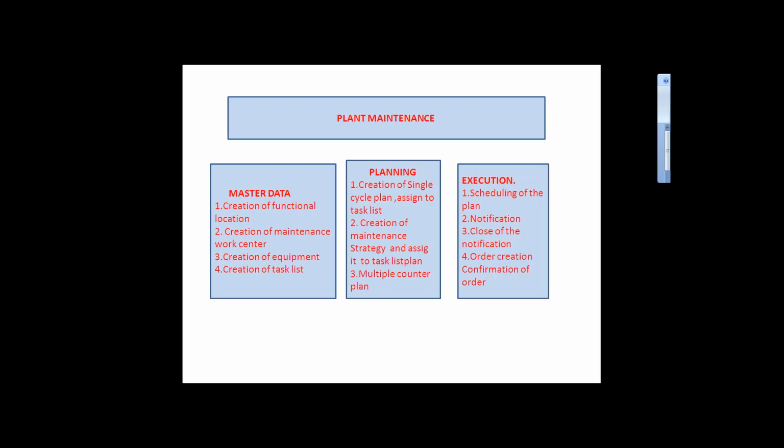Multiple counter plan means some equipment will have some counter reading. For example, if it is a car or bike, you want to set a point like 1000 kilometers or 30 days, I want to do service. So depending upon the counter reading, we do this multiple counter plan.